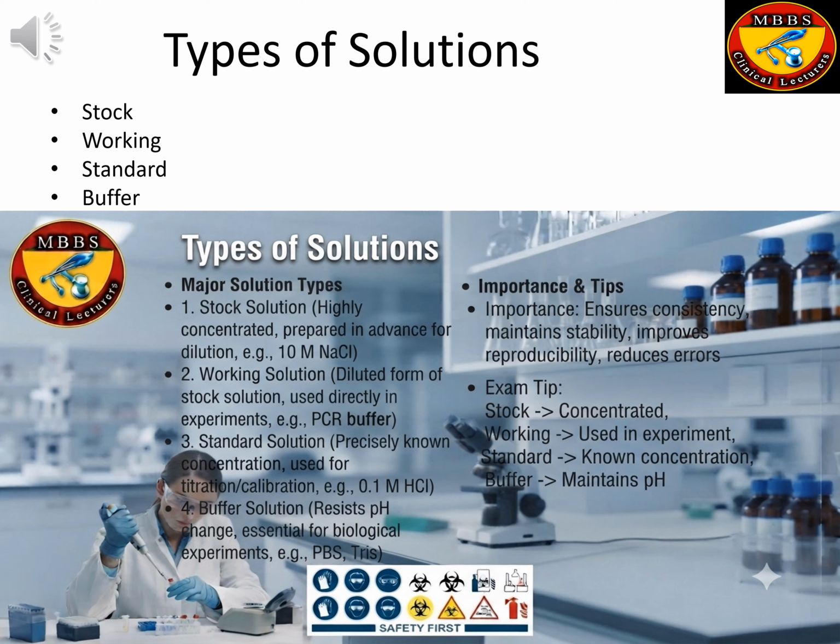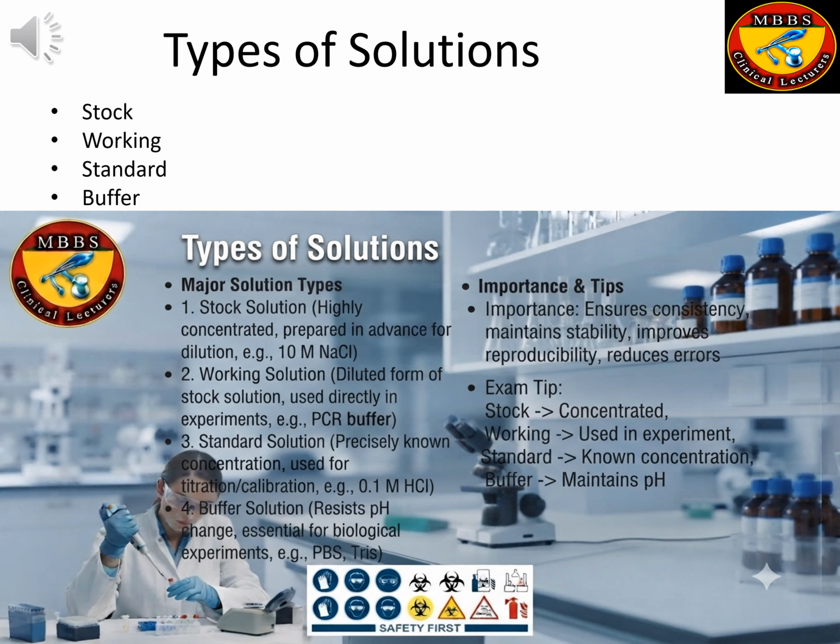Understanding the different types of laboratory solutions is essential for preparing accurate reagents and obtaining reliable experimental results. 1. Stock solution. A stock solution is a highly concentrated solution prepared in advance. Instead of making a fresh solution every time, scientists prepare a concentrated stock and dilute it whenever needed. This saves time, reduces chemical waste, and ensures consistency between experiments.